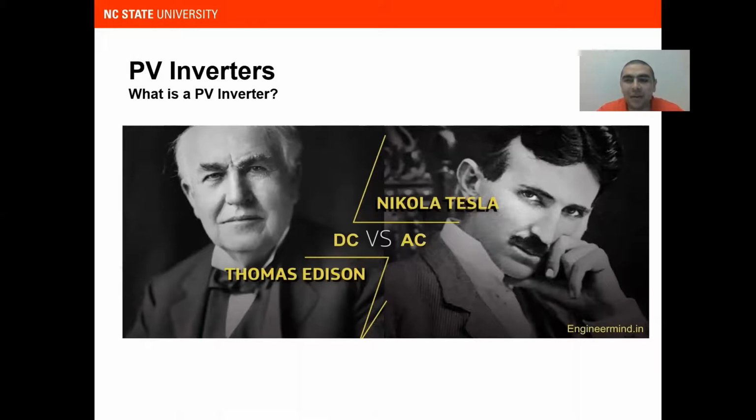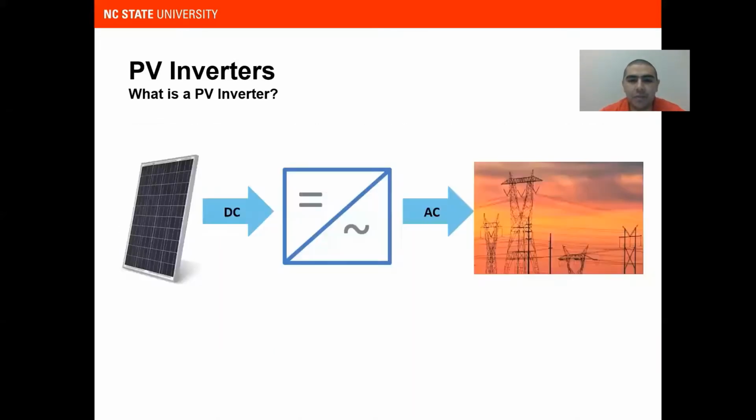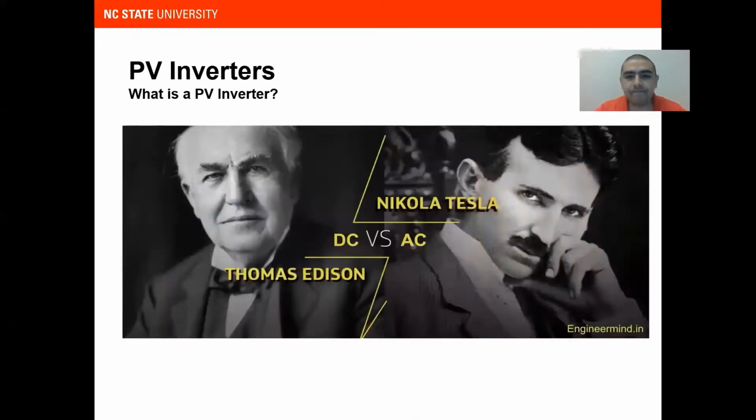So when I talk about the inverter, I like to say the inverter is a problem solver. Those guys never agreed together. Thomas Edison supported DC current, Nikola Tesla supported AC current. So the only thing that maybe they needed to agree on was the inverter. So I like to mention this. This is just a little bit of history.